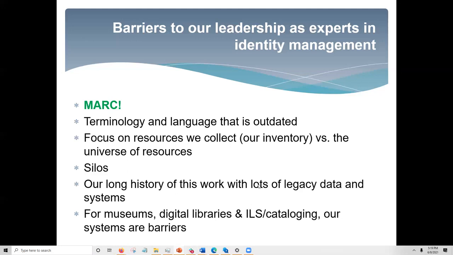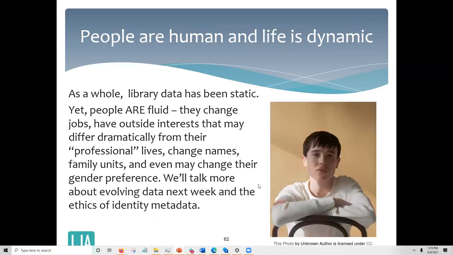Of course, we sometimes have very siloed data. We have lots of legacy data out there that can be a problem. And then, for all of us, for our museums, digital libraries, institutional repositories, and our ILS, our systems are often barriers to being able to do this work collaboratively, or even to do this work in some cases.